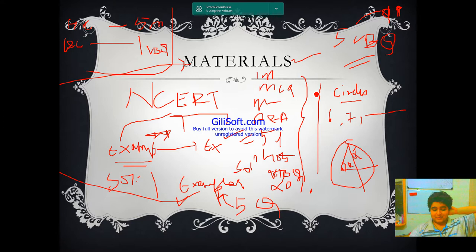Obviously, everything is in the materials. Don't refer to any reference book at the last minute. I'm only talking about last minute stuff. There's no point now, you have already completed your year. So in the last minute period, you have to only refer to NCERT examples, exercises and exemplars. And for social studies also, you only refer to NCERT solutions and examples.